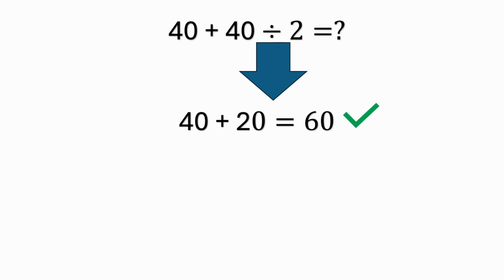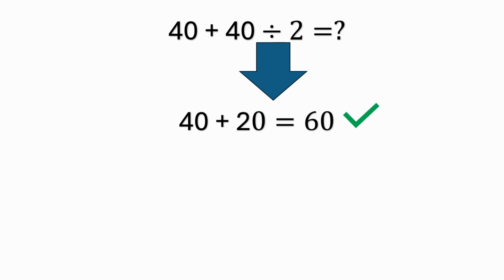All right, again, like I said, this one's pretty simple. If you remember your order of operations convention, you know that division has precedence over addition. So the first operation here is 40 divided by 2, which is 20, and then 40 plus 20 is 60. So the correct answer is 60.